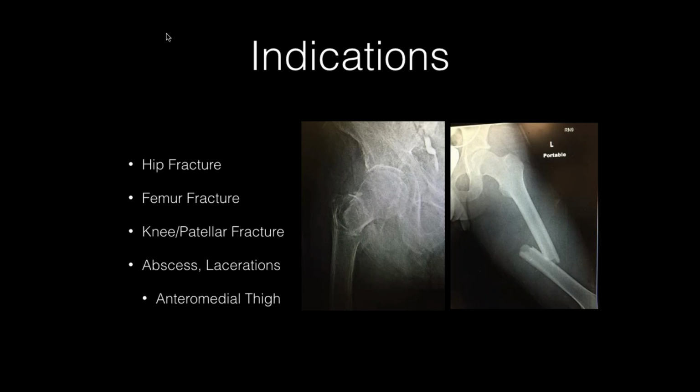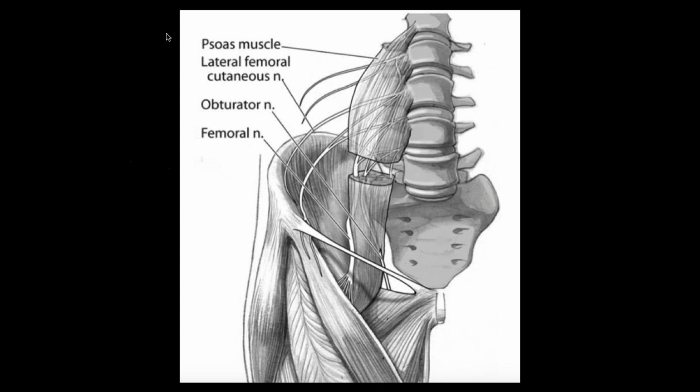And there's some data that I'm going to be discussing in a couple slides that it really does improve outcome. So block for hip fracture is going to be a frequent indication for this block, as well as for femur fracture. That fracture on the right sure does look uncomfortable. That was a patient that I took care of a couple months ago, and I'll tell you his story soon. Knee and patellar fractures are also covered by this block. And then large abscesses and lacerations of the anteromedial thigh are going to be blocked by the femoral nerve block. So the far lateral is not going to be covered, and I'll explain why in a second.